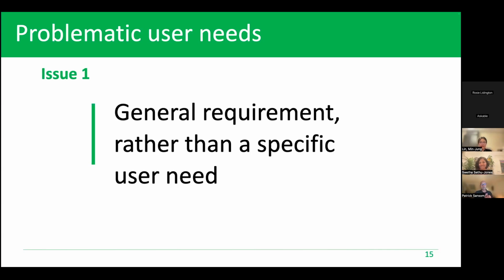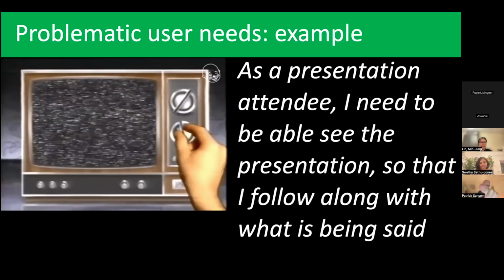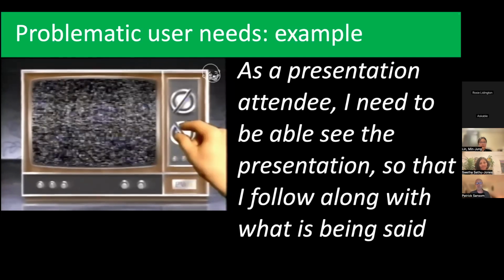So yeah, issue one, a general requirement rather than specific user need. This covers things like the service should be usable or accessible, or the staff should be properly trained. In this area, you can also have business requirements or technical specifications or client or stakeholder demands masquerading as a need. For example, as a presentation attendee, that's you lot out there, I need to be able to see the presentations so that I can follow along with what's being said.